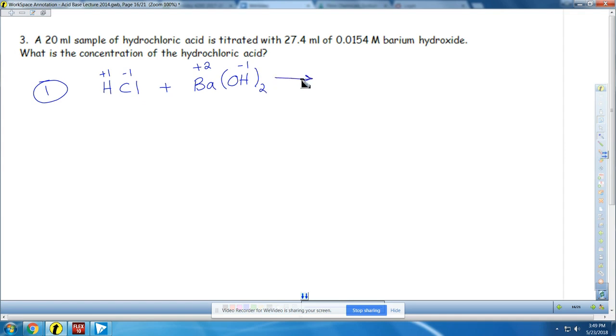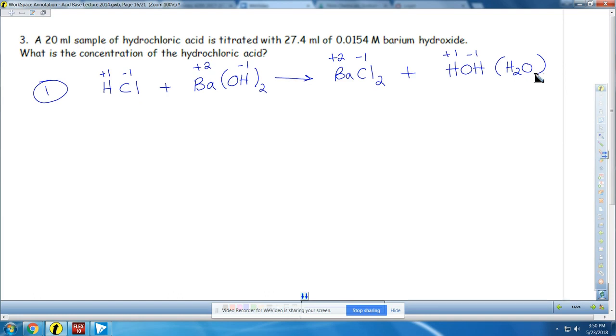All right, so we switch the positives or the negatives. That means I'll have barium with chlorine, +2 -1. I need 2 chlorines. And then the other product is a slam dunk. Hydrogen hydroxide, which is neutral, +1 -1, also known as water. And I really don't care if you just write water. I'm fine with that.